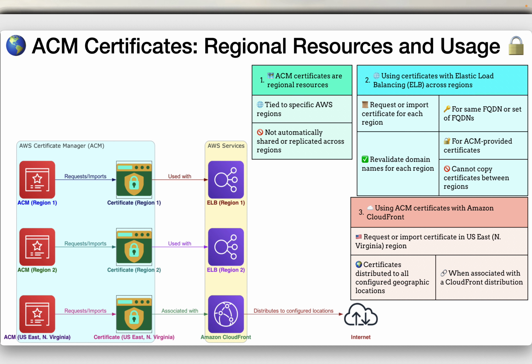To use an ACM certificate with Amazon CloudFront, you must request or import the certificate specifically in the US East, North Virginia region. Certificate distributed to all configured geographic locations. So ACM certificates in the US East, North Virginia region that are associated with the CloudFront distribution are automatically distributed to all the geographic locations configured for that distribution.